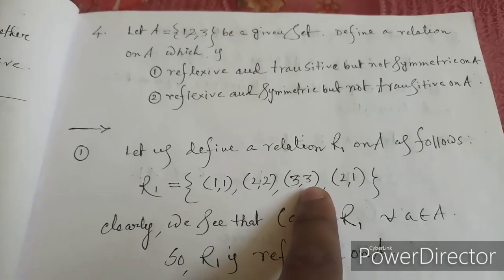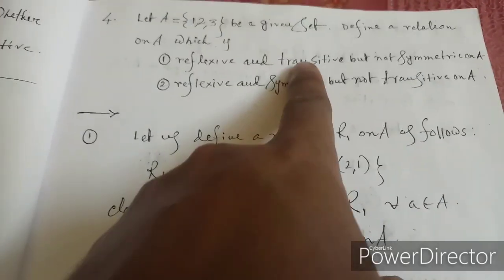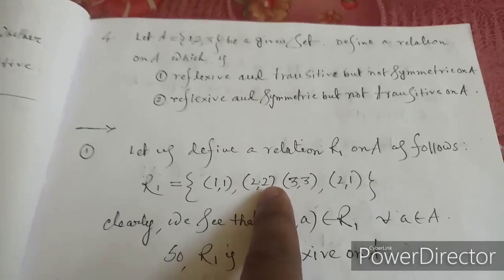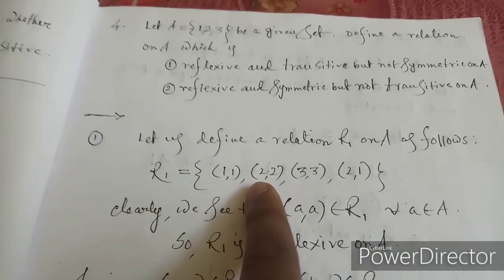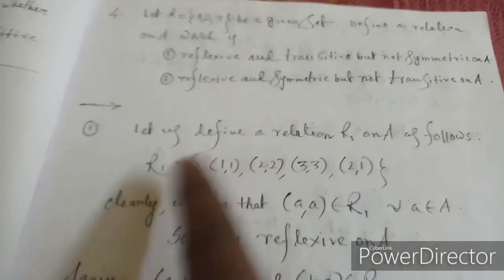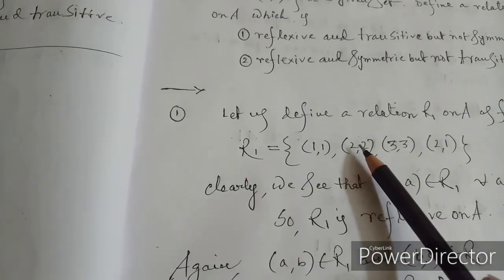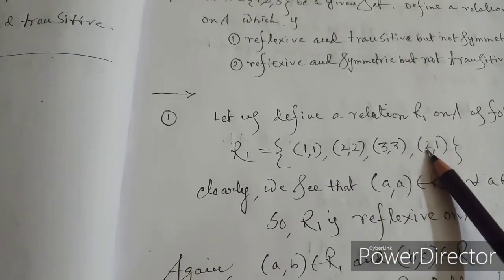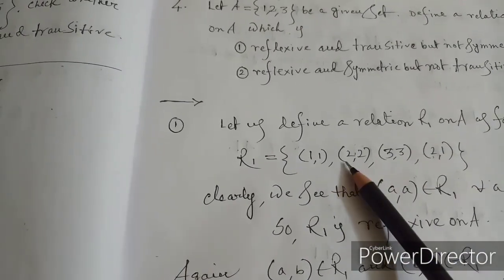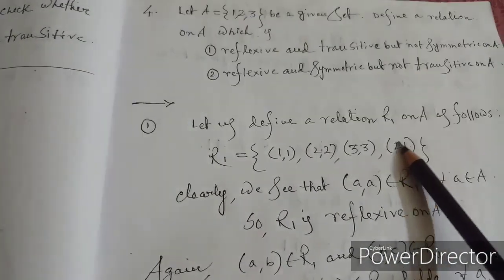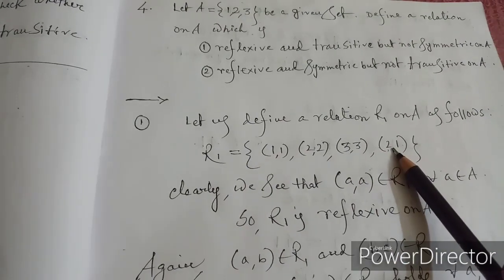Clear? Now the transitive portion. Look at that: (2,2) belongs to R1 and (2,1) belongs to R1. What is the common portion? That 2 and that 2. Then (2,1) must be in R1. Yes, (2,1) is in R1. So this relation is transitive.